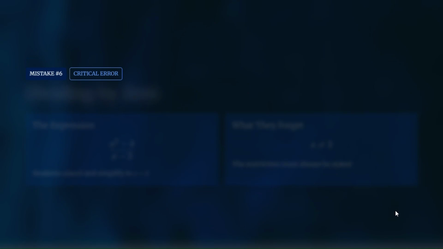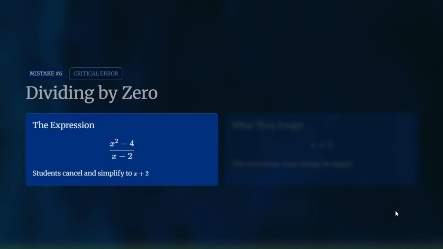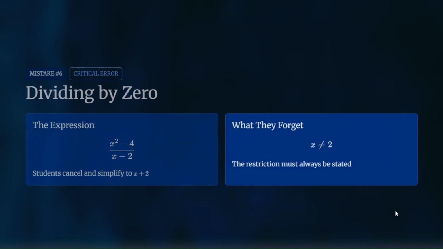Mistake number 6 is a critical error, dividing by 0. When simplifying expressions, students often cancel factors and forget that the variable cannot equal the value that would make the denominator 0. For instance, if you have (x squared minus 4) over (x minus 2), yes, that simplifies to x plus 2. But what students forget is that there's a restriction here. x cannot be equal to 2, because in this case, the denominator would be 0. So always state restrictions. Before you cancel, ask yourself, what value would make the denominator 0? And then exclude it.